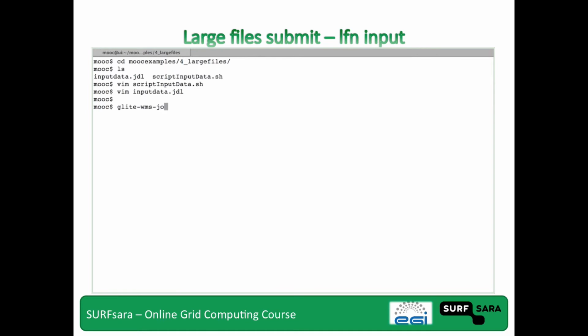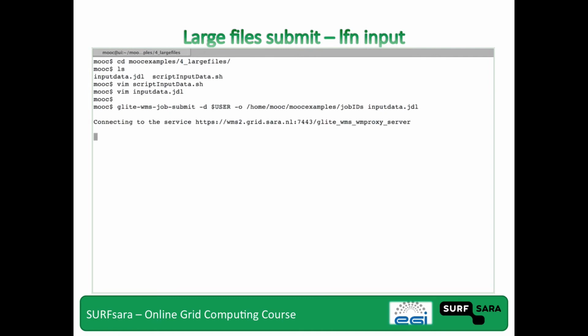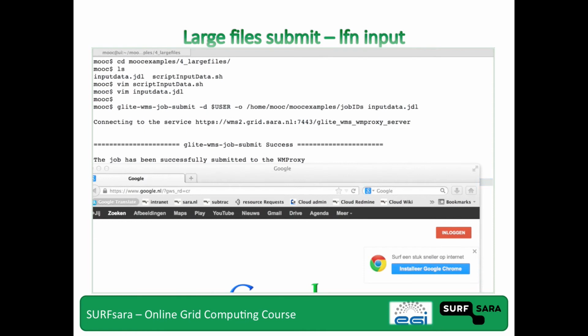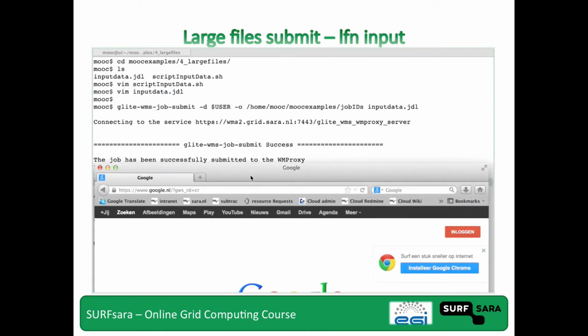You can just use the normal glite-wms-job-submit command to do the scheduling for us, and this should all be familiar by now. And just specify where the job IDs need to be stored in the JDL itself. Okay, and the job has been scheduled, or at least it has been sent to the WMS. We have the identifier. We can just take a look at how things are going.